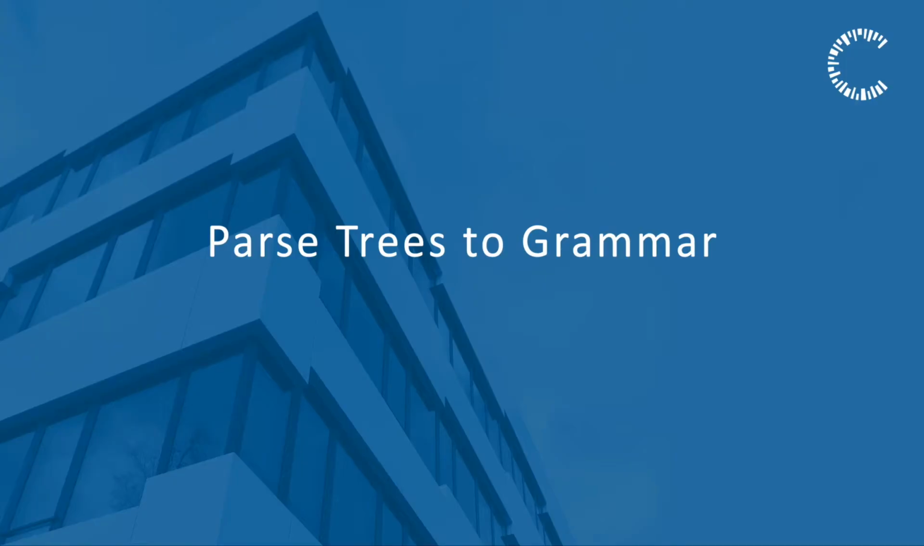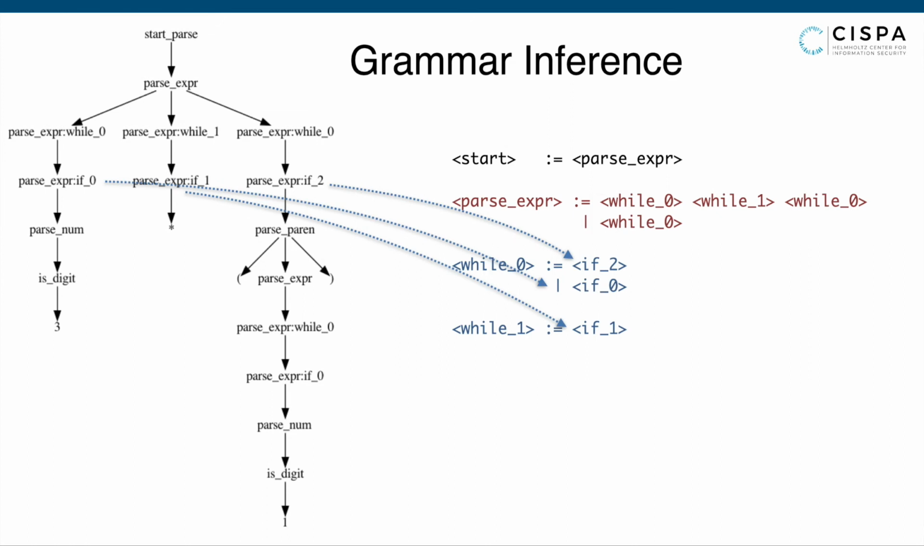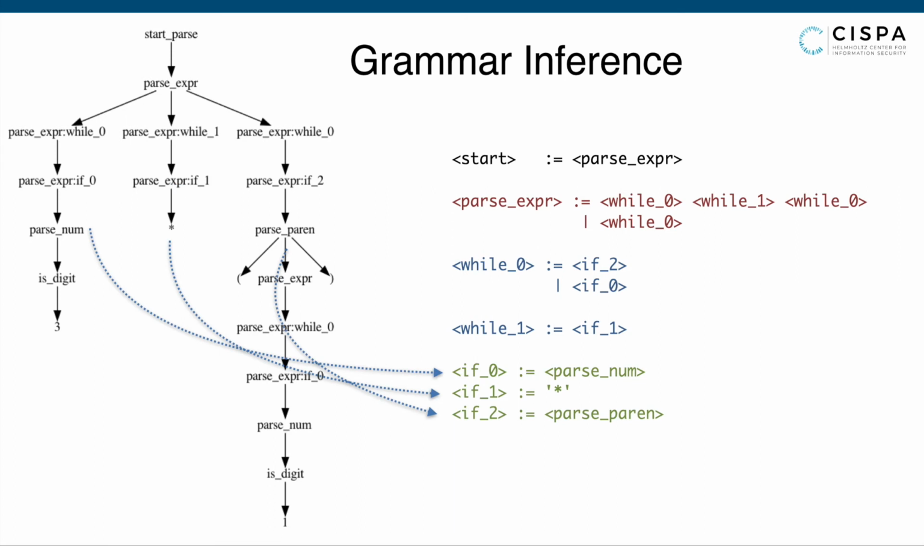So next, we discuss how the parse trees can be combined to form the grammar. The idea is to start at the root and traverse each parse tree. Each node is inspected and the name of the node becomes the name of the nonterminal. Names of child nodes become the definition of the nonterminal. At the end, the definitions are deduplicated to retrieve the context-free grammar.